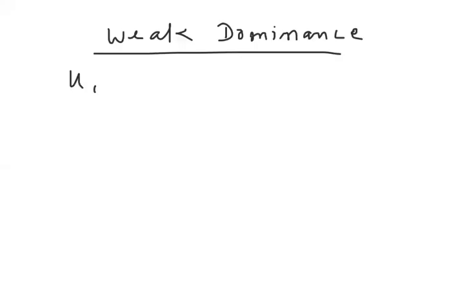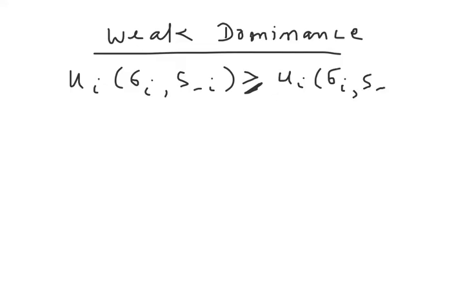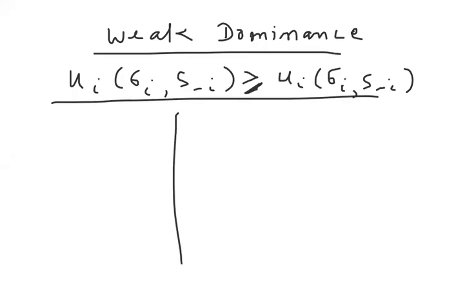So here, u_i of sigma_i given s_minus_i is greater than or equal to. So this is the difference. Earlier in the strict dominance case, we had just the strictly greater than sign. Here we have the greater than or equal to sign. So that's the only difference you have from the previous definition. All right. So now let's consider another game here.